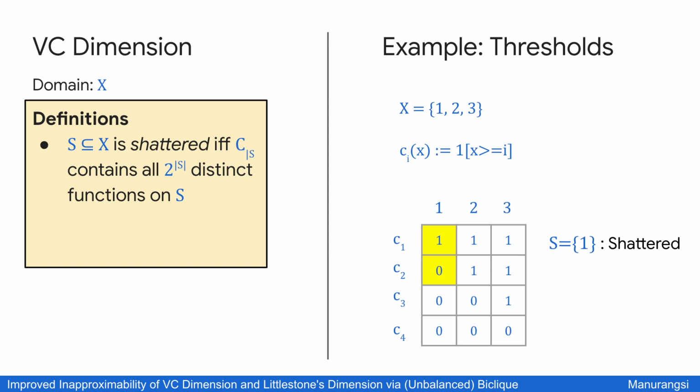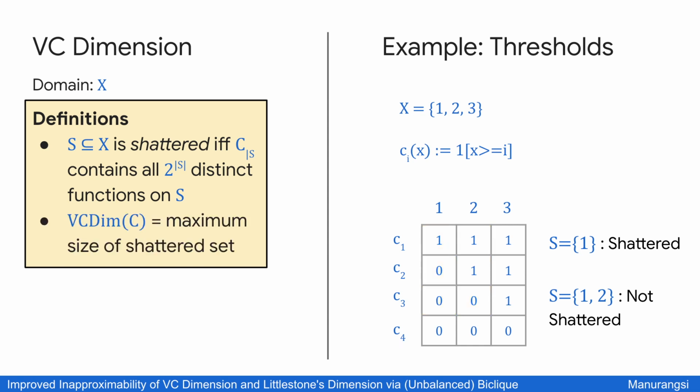Just to give you an example, if we look at the thresholds on the right here and we restrict on the set where S is just 1, then this set is shattered because both 1 and 0 occur. But if we look at the set that is 1 and 2, it is not shattered because 1, 0 doesn't occur in the restriction. The VC dimension is then defined as the maximum size of a shattered set. In the case of thresholds, the VC dimension is just 1.